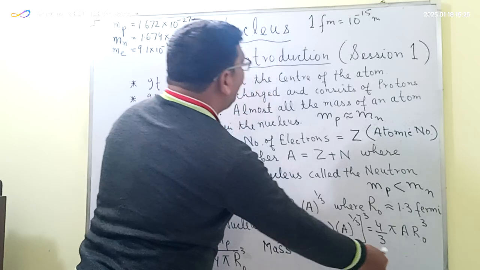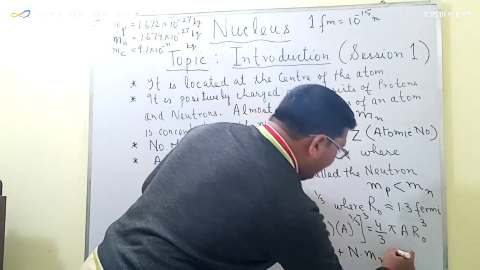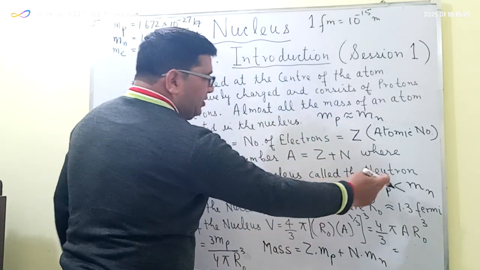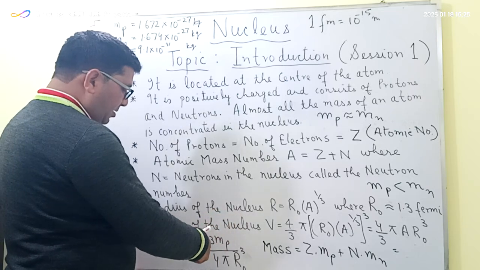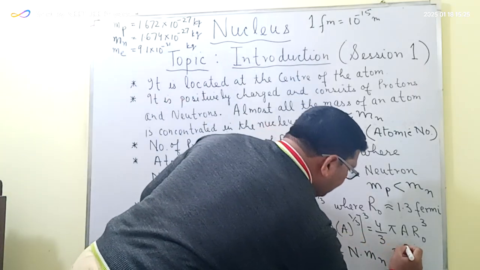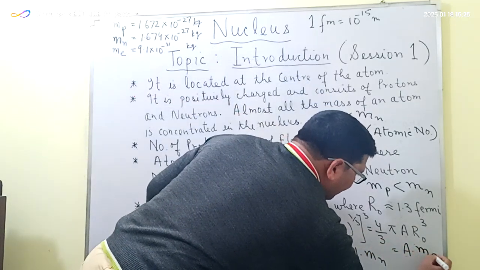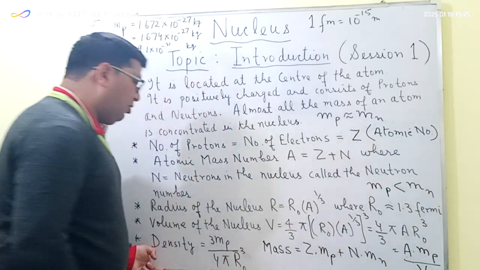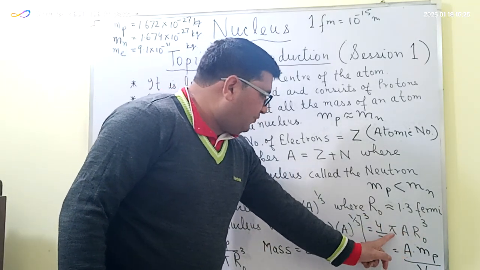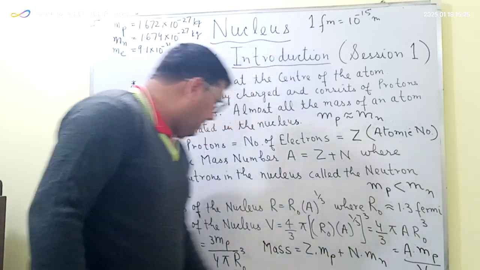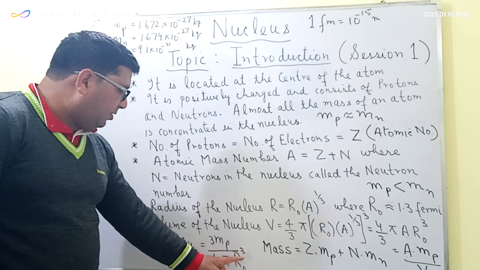How have we got this value? If I consider the mass of the proton equal to the mass of the neutron, then the mass will be equal to the atomic mass number multiplied by the mass of the proton, divided by the volume, and volume is equal to 4 by 3 pi A r naught cube. So if I put this value in place of V, I will be getting the density as 3 into mp divided by 4 pi r naught cube.